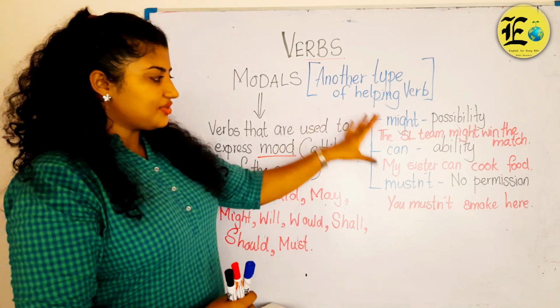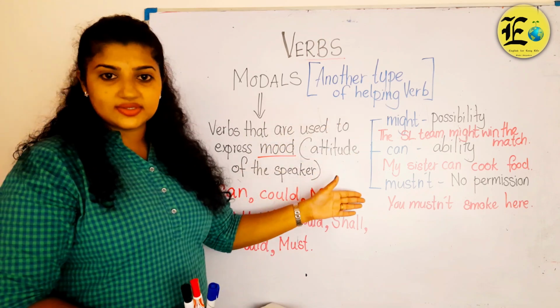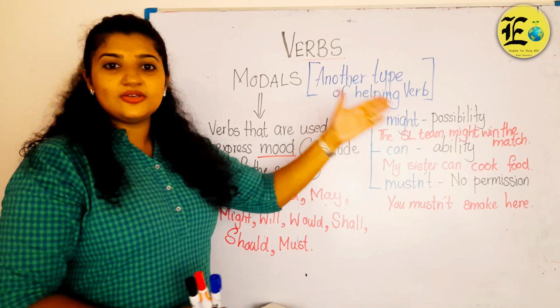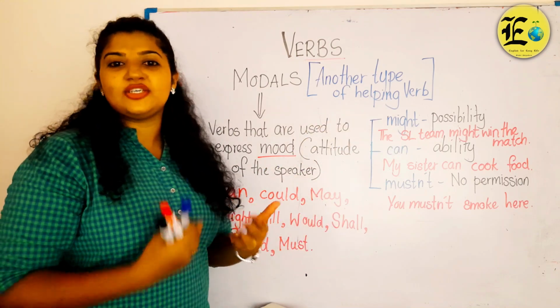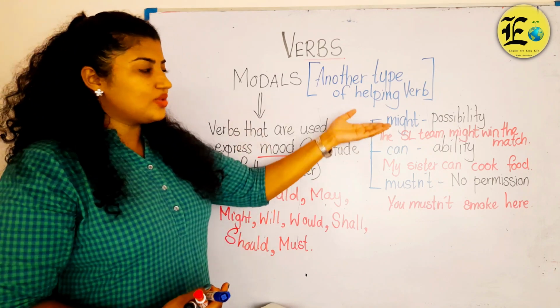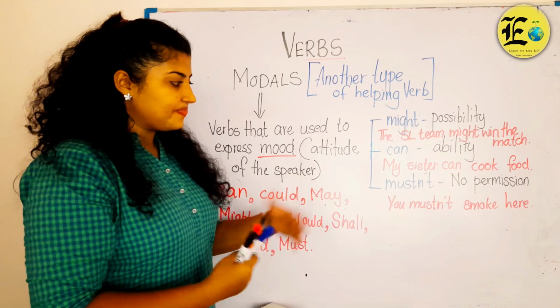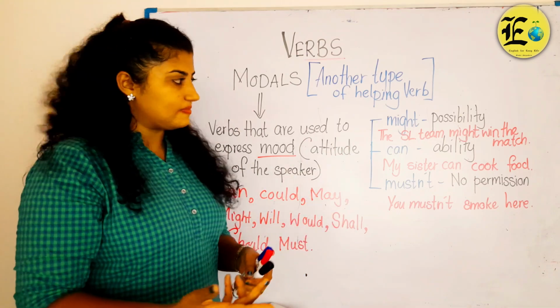So I have taken three important examples: might, can and mustn't. The modal verb might is used to express possibility. If there is some possibility of something happening, you can use the word might. The next one is can, which shows ability. And the final one is mustn't, which says no permission.